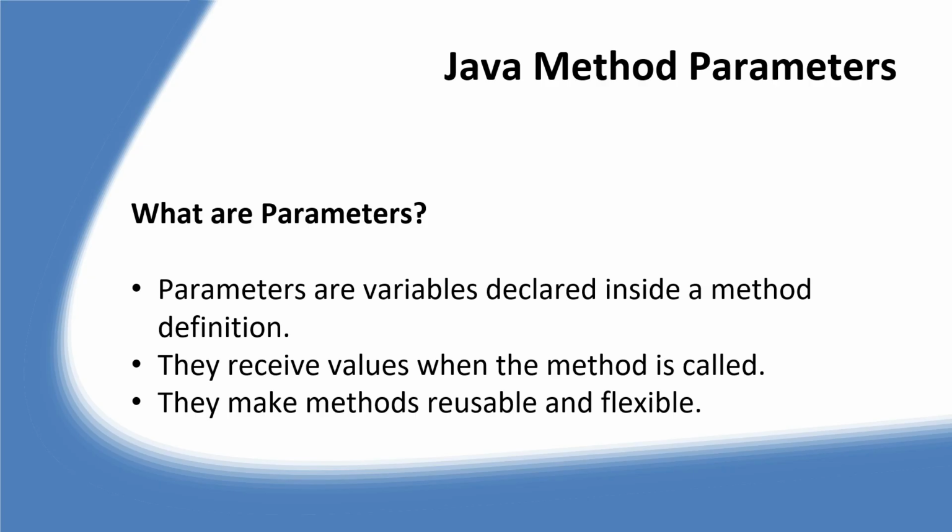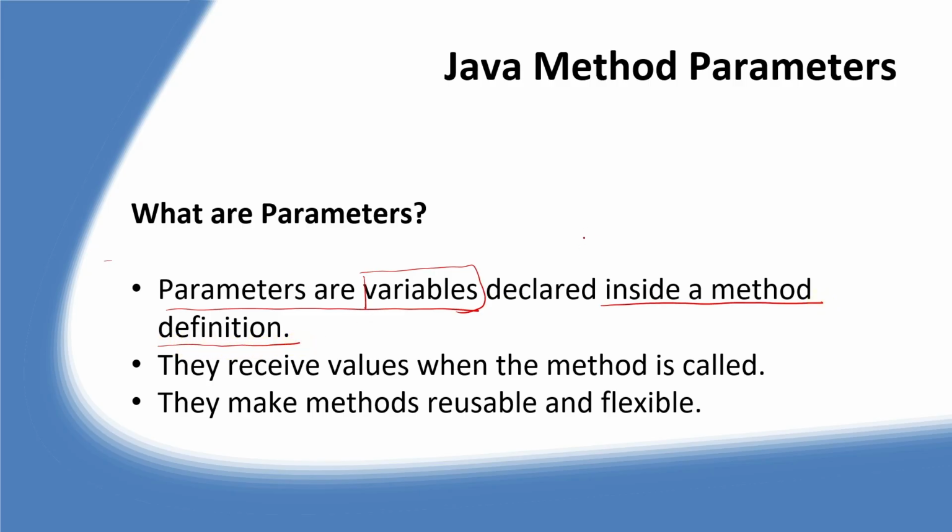So first question is, what are parameters? A parameter is simply a variable declared in the method definition. So parameters are variables. Simple. Parameters are variables which are declared inside a method definition.